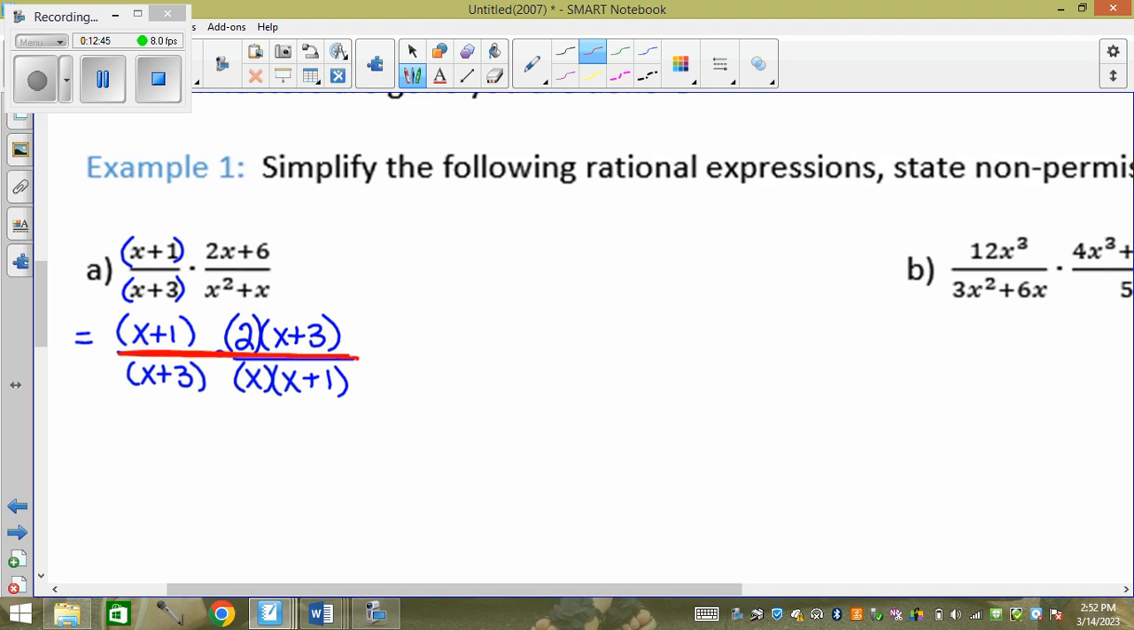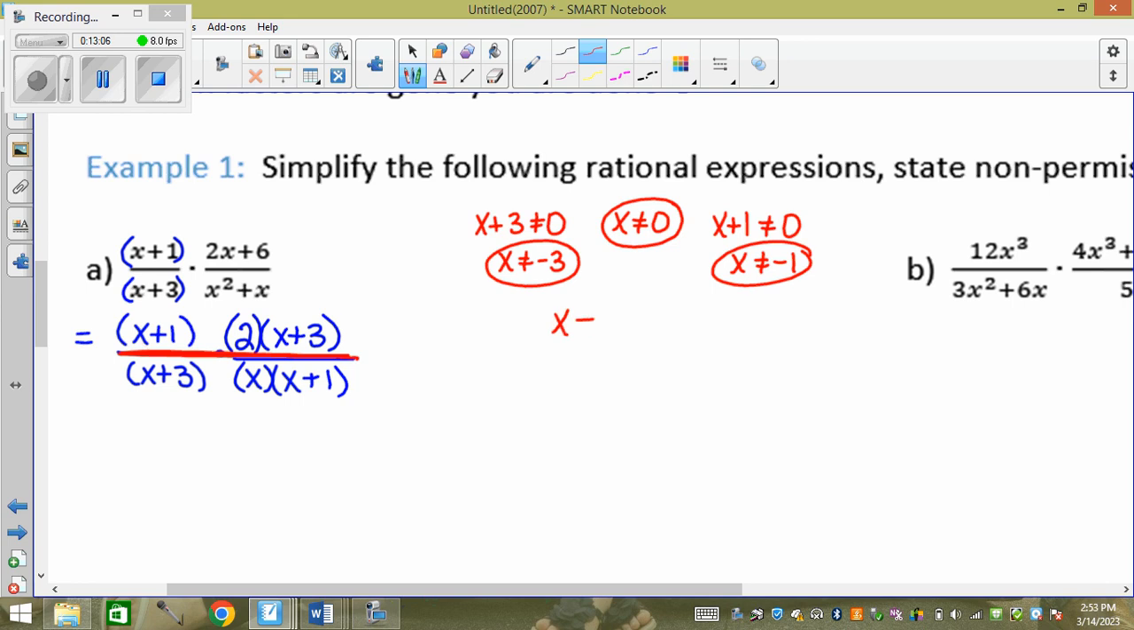So I'm going to say x plus 3 can't equal 0. X can't equal negative 3. X can't equal 0 is one of them. Done. And then x plus 1 can't equal 0. X can't equal negative 1. So I can put them together if I want. X can't equal negative 3, negative 1, and 0.